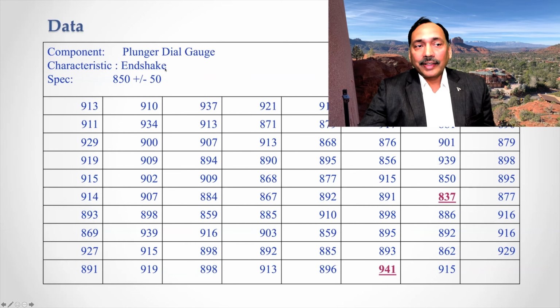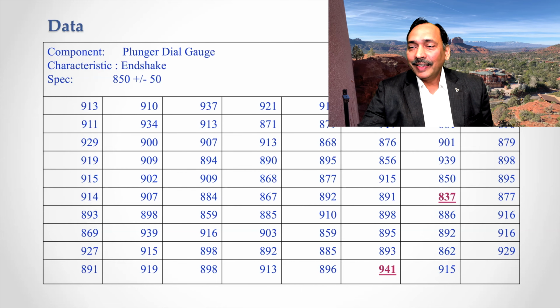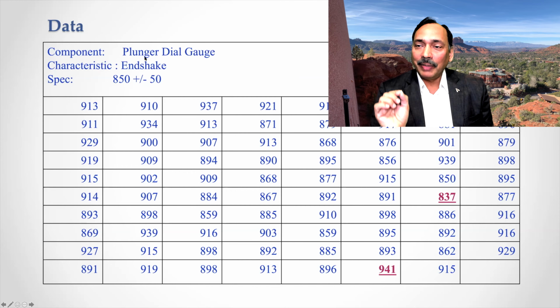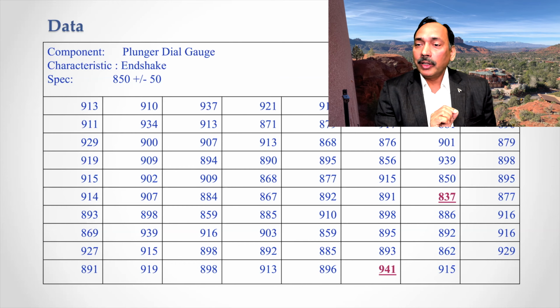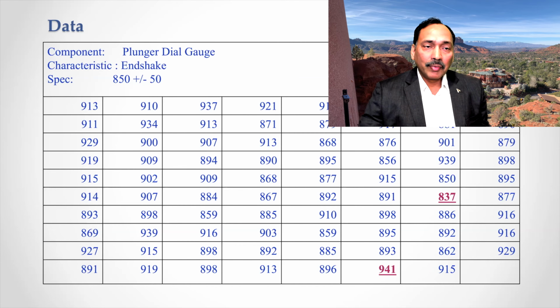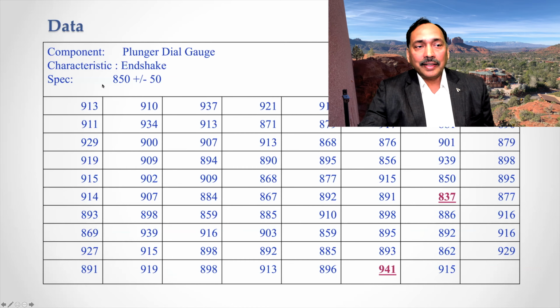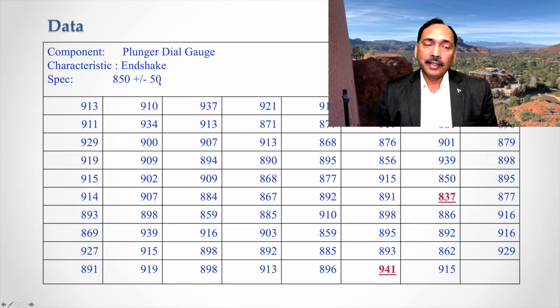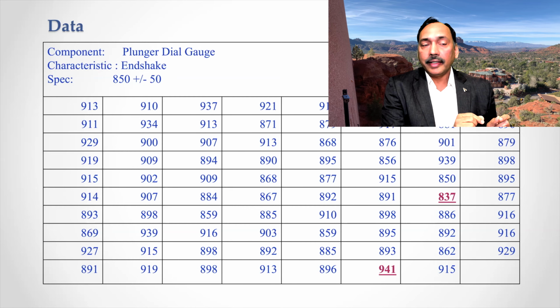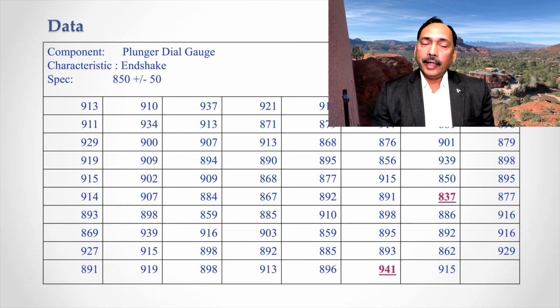So if end shake characteristic has a lot of variability, that will cause the measurements to be inaccurate. Because the purpose of any measuring instrument is to give you the right measurement, but if because of some quality problem it is not giving you the right measurement, obviously the actions you may take on that may be misleading. You may take actions where it is not needed, and you may not take action where actually it is needed. This characteristic had a specification that it should be within 850 plus minus 50, which means the end shake can go as low as 800 and as high as 900 and still be okay.